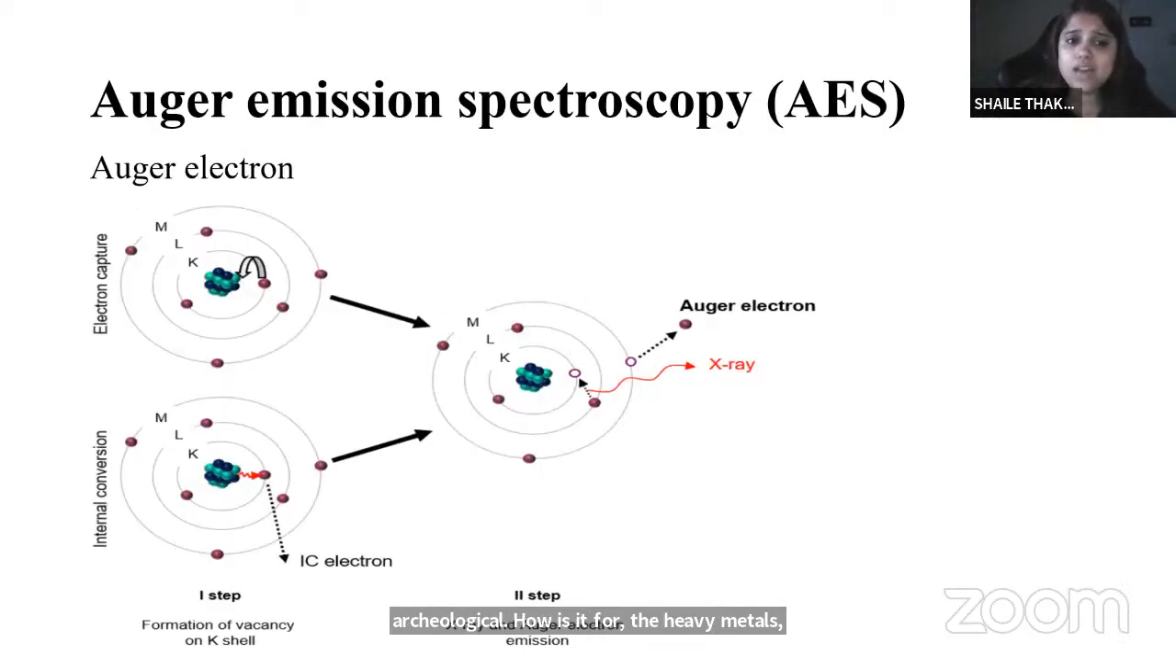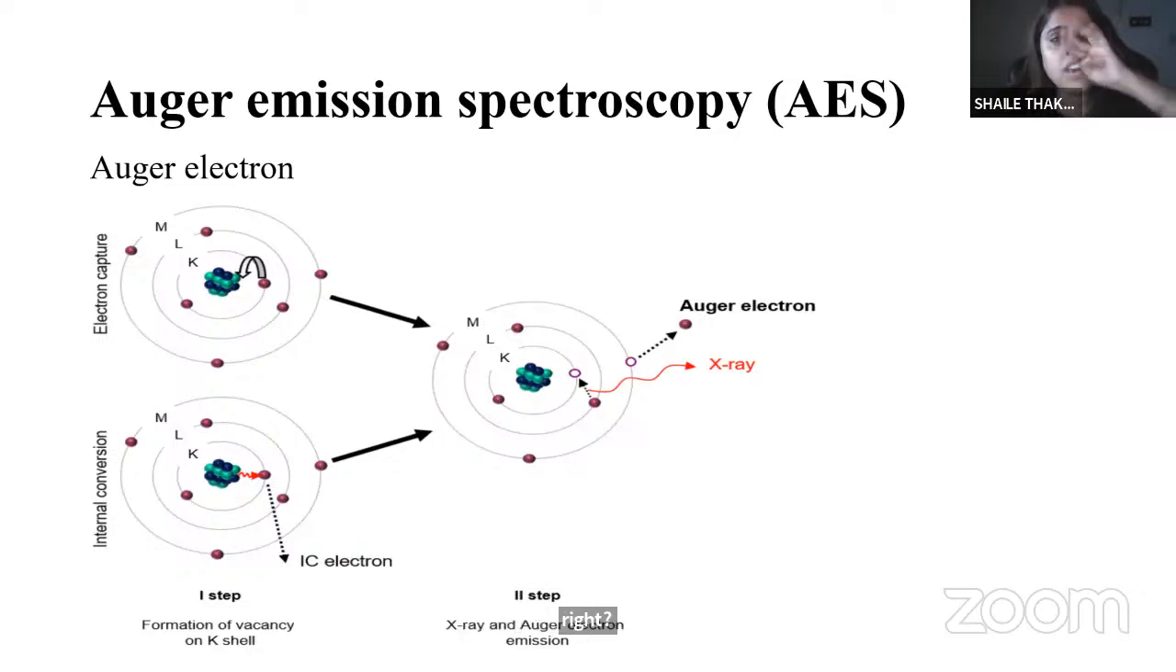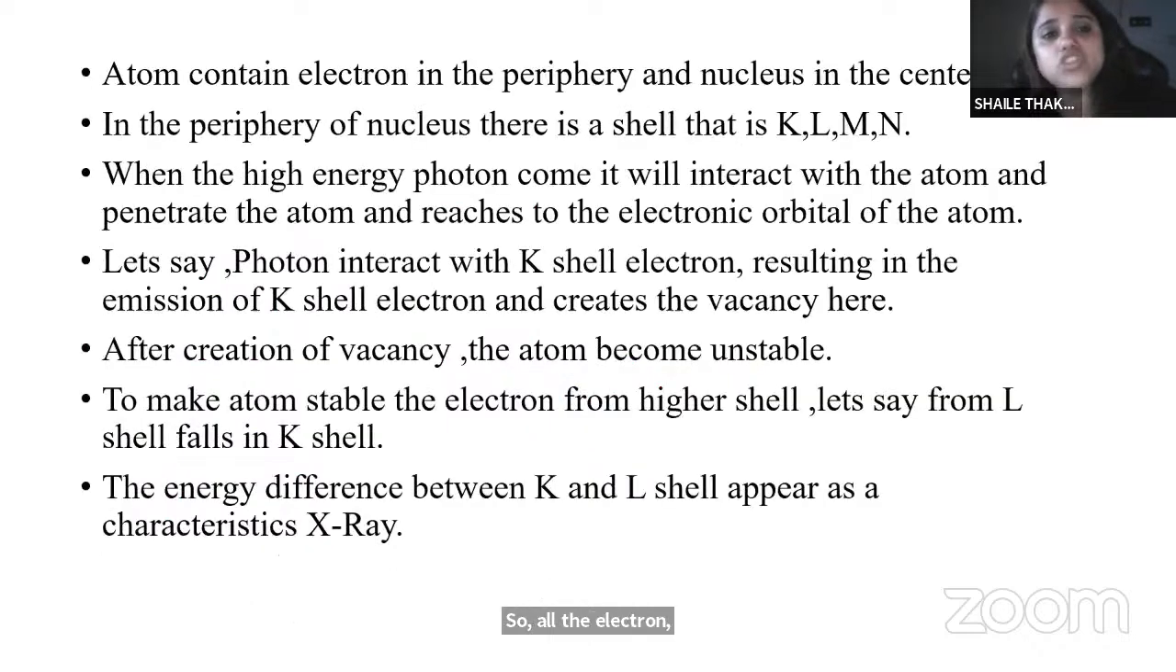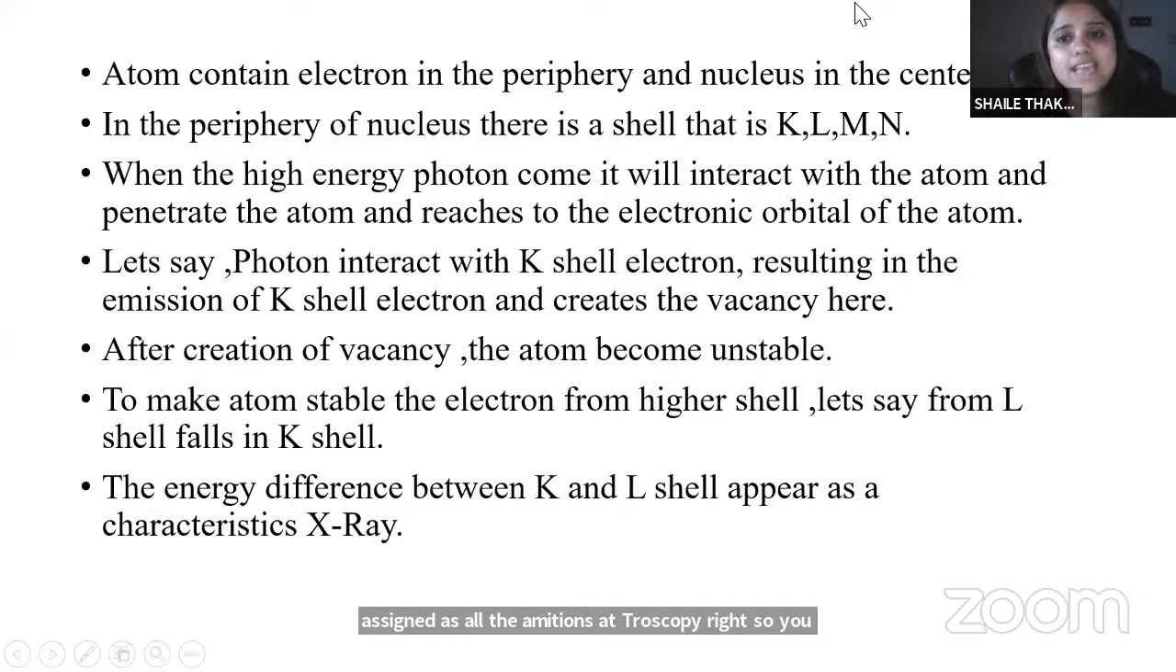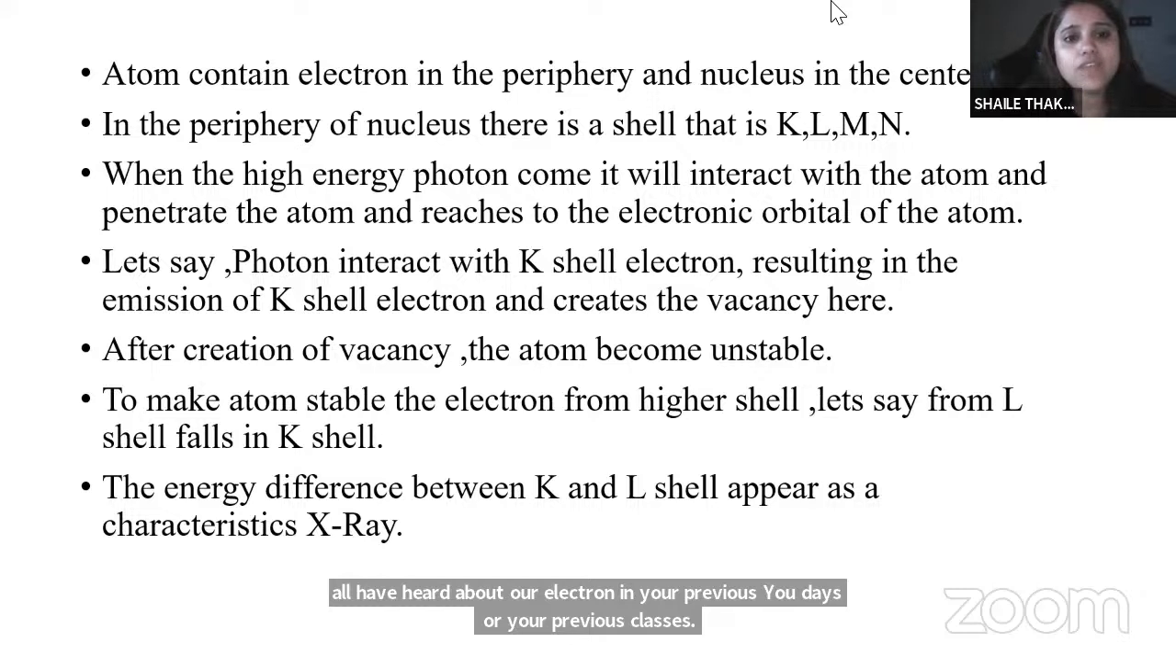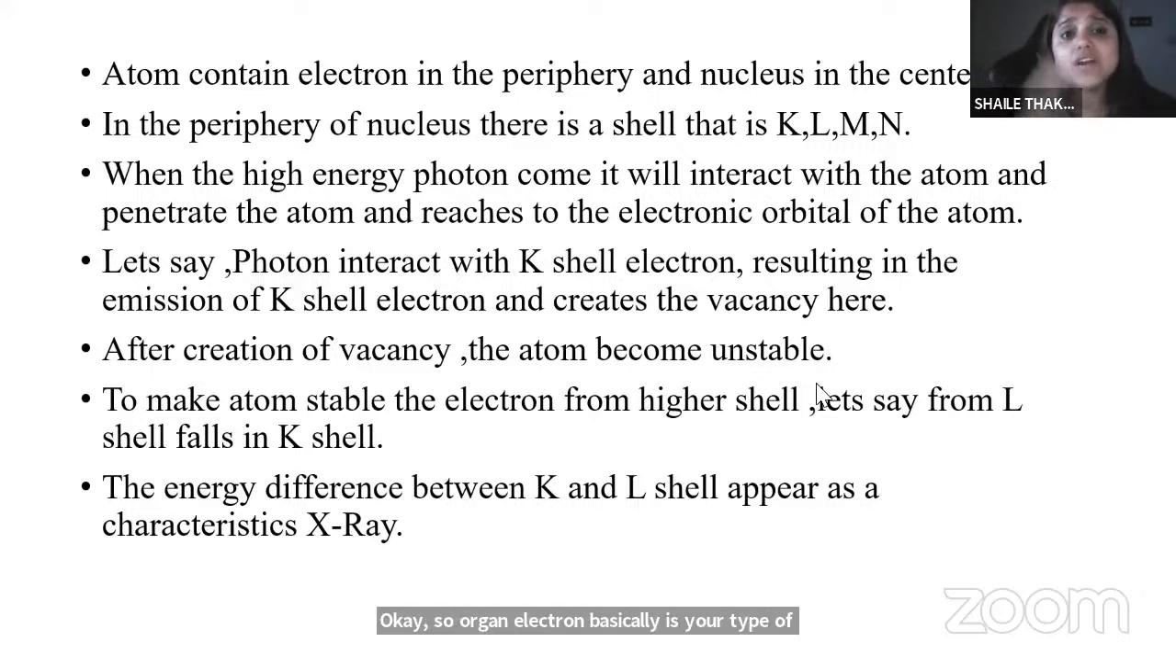Then your firearm analysis. One of the beautiful instruments is Auger emission spectroscopy. Yes, you all have heard about the Auger electron, right? So Auger electron emission spectroscopy, as it depends upon the Auger electron, the name has been assigned as Auger emission spectroscopy, right? So you all have heard about the Auger electron in your previous school days or your previous classes. Okay, so Auger electron basically is a type of electron, which is when your atom contains the electron, right? The periphery, right?